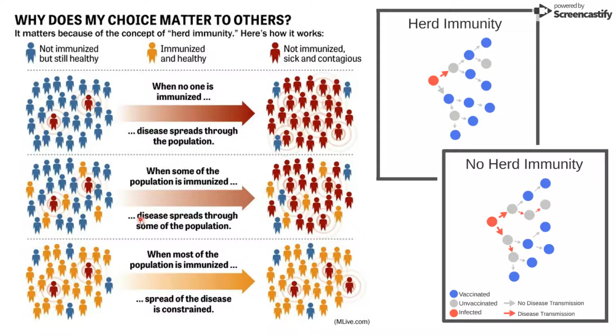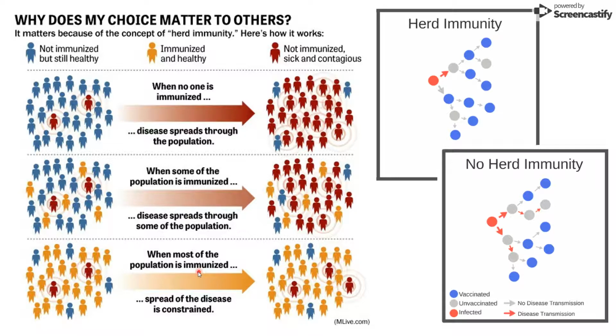When some of the population is immunized, the disease can still spread through some of the population, and it still spreads fairly quickly. So even though you still have some people that are protected, the majority of the people that were not protected or were not vaccinated are still being affected. And again, we can go back to this diagram to show that even with a few vaccinated individuals, that disease can still spread.